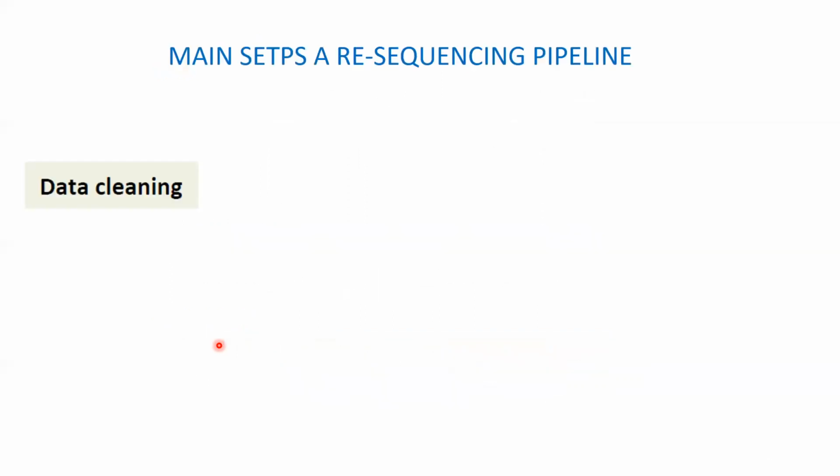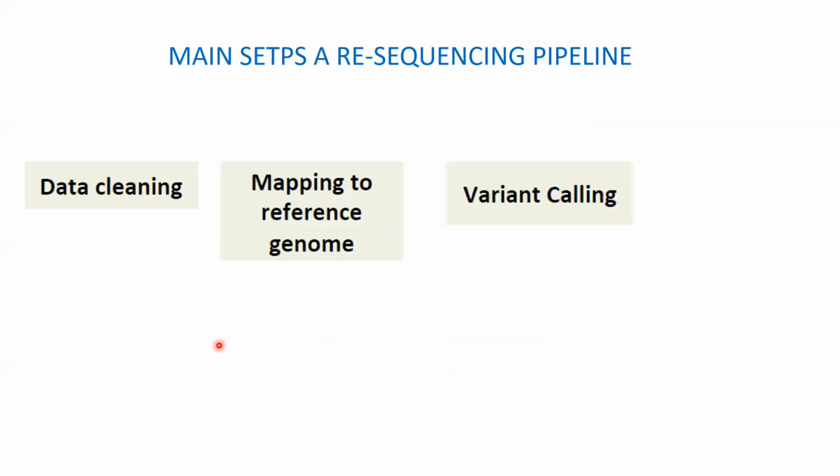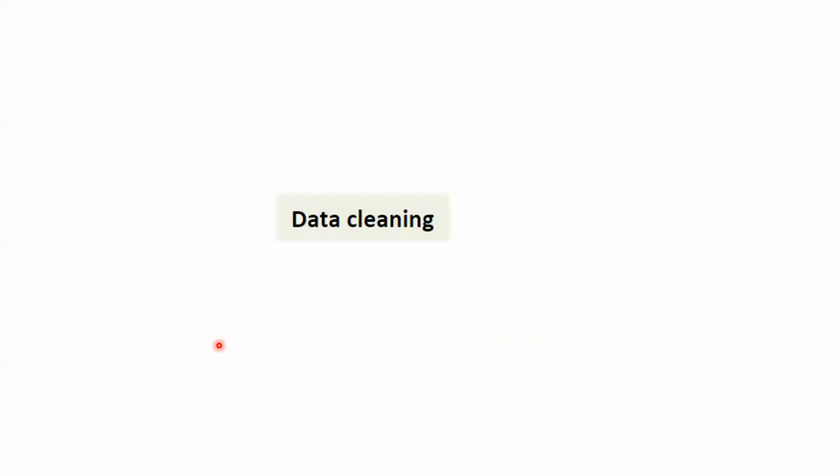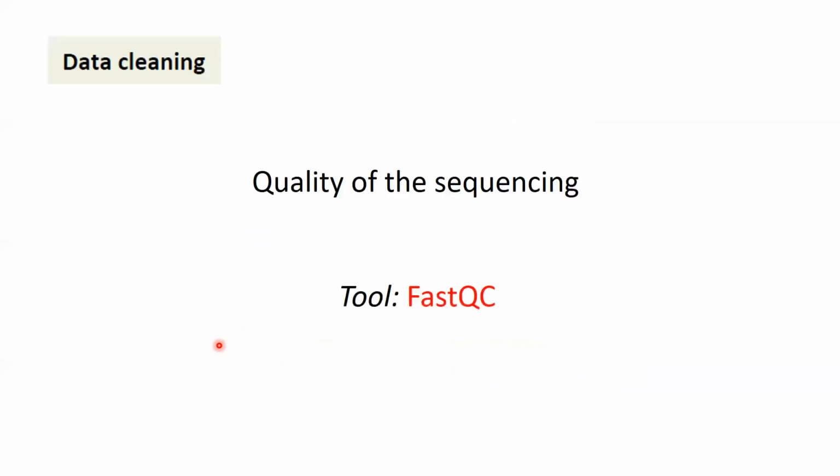So the main steps in a resequencing pipeline are the data cleaning, mapping to a reference genome, variant calling, and variant annotation. Let's start with data cleaning. For doing data cleaning, we usually need to assess the quality of our sequencing. And a very commonly used tool is FastQC, which is also the tool you will be using in the hands-on tutorial.